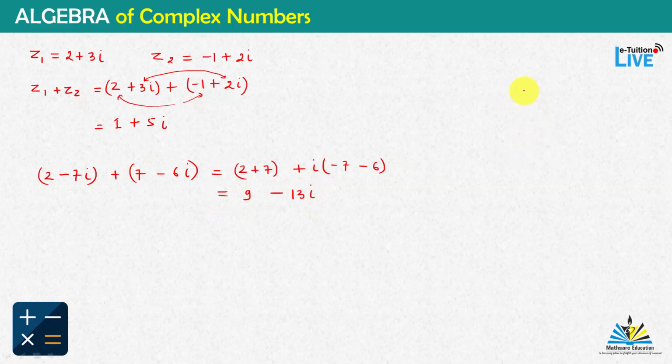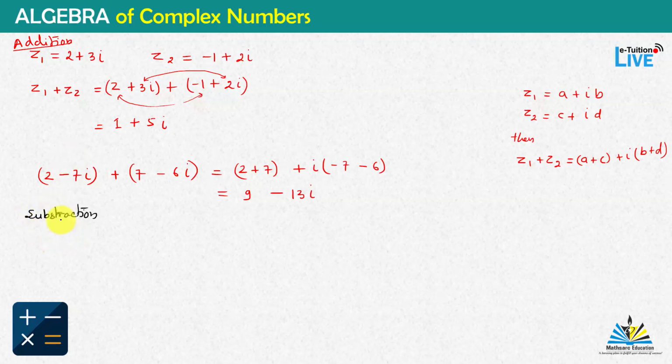Let's say in general, if we have Z1 equal to A plus iota B and Z2 equal to C plus iota D, then Z1 plus Z2 is the addition of these two, A plus C plus iota times B plus D. So this is the addition. In the same way, let's have subtraction. This is very similar to addition.